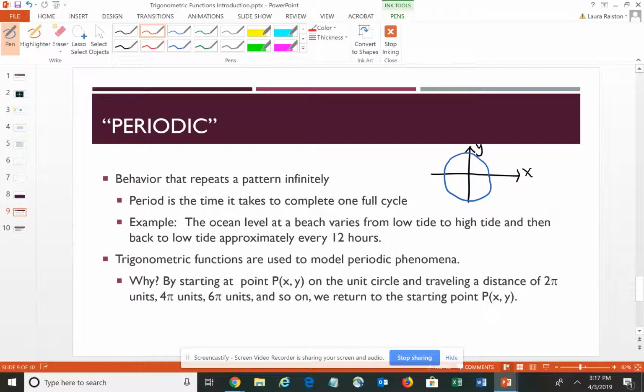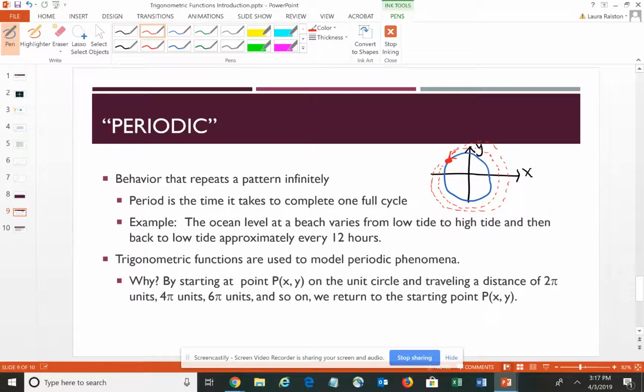So if I just pick a random point and I start that cycle and I rotate a full revolution, which is 2 pi, I come back to the same point. If I do that rotation yet again, so that now I've gone 4 pi, I'm back to the same point. And I can continue in that manner. I can pick any random point, and if I go the full revolution or the full distance around the circle, that one full cycle, then I'm returning to that same point over and over again.